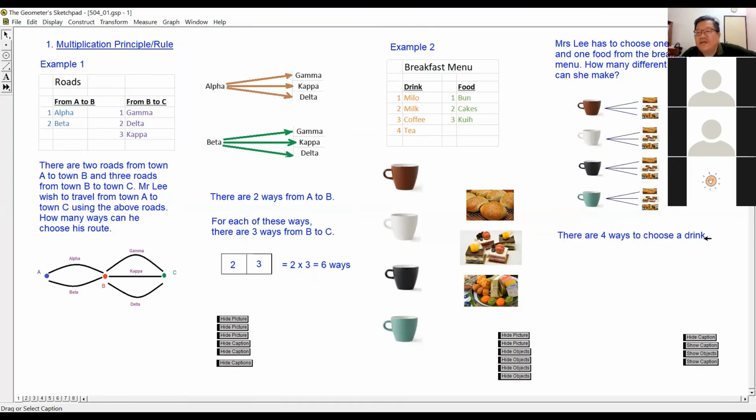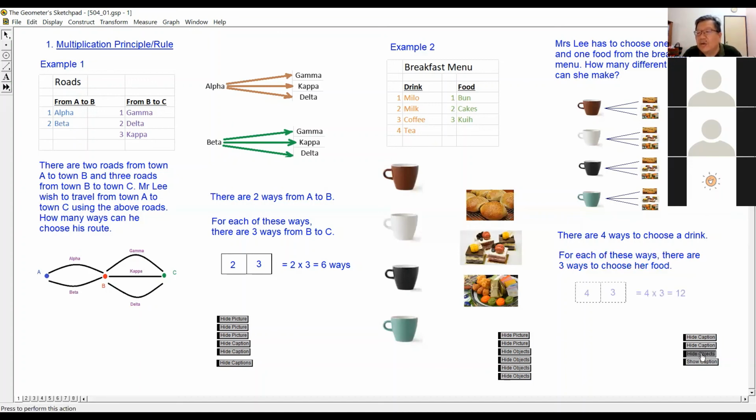There are 4 ways to choose a drink, right? For each of these ways, there are 3 ways to choose a food. Now, the important one is the second sentence. For each of these ways, that means for each drink, you can have 3 ways of choosing the food. You have 4 drinks, then you have to times the 3 by 4, right?